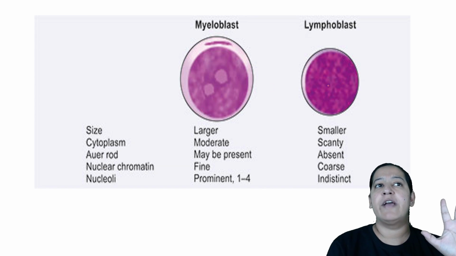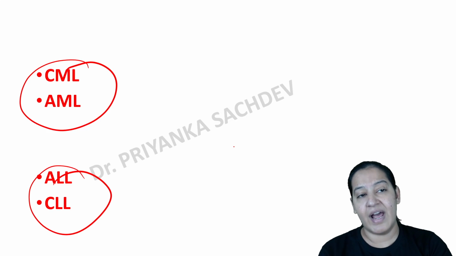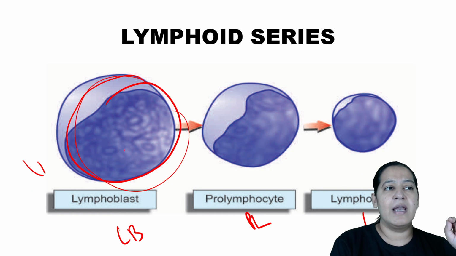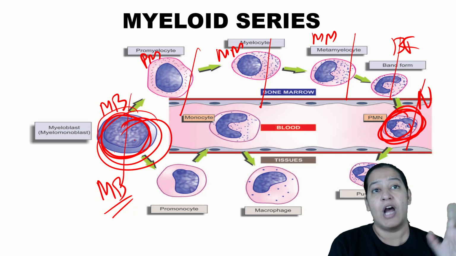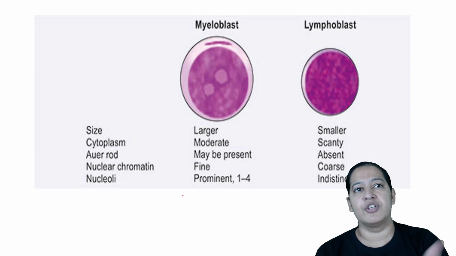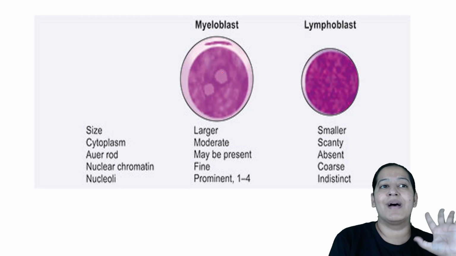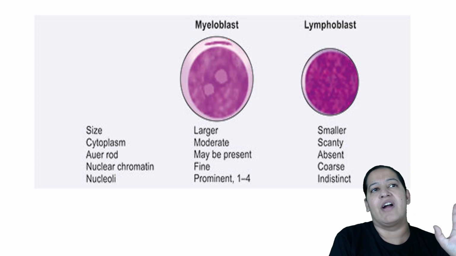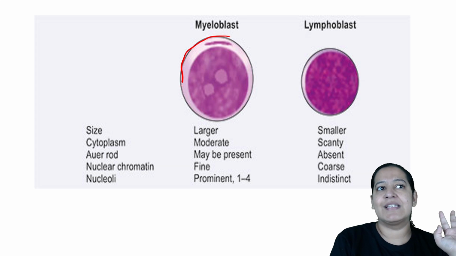You can see the two types of blast. So the question arises, how will you identify that this is a lymphoblast and this is a myeloblast? How will you identify it looking at the morphology? See the diagram of the two blasts in front of you, a beautiful diagram showing the absolute differences between the two. You can see this is a myeloblast.